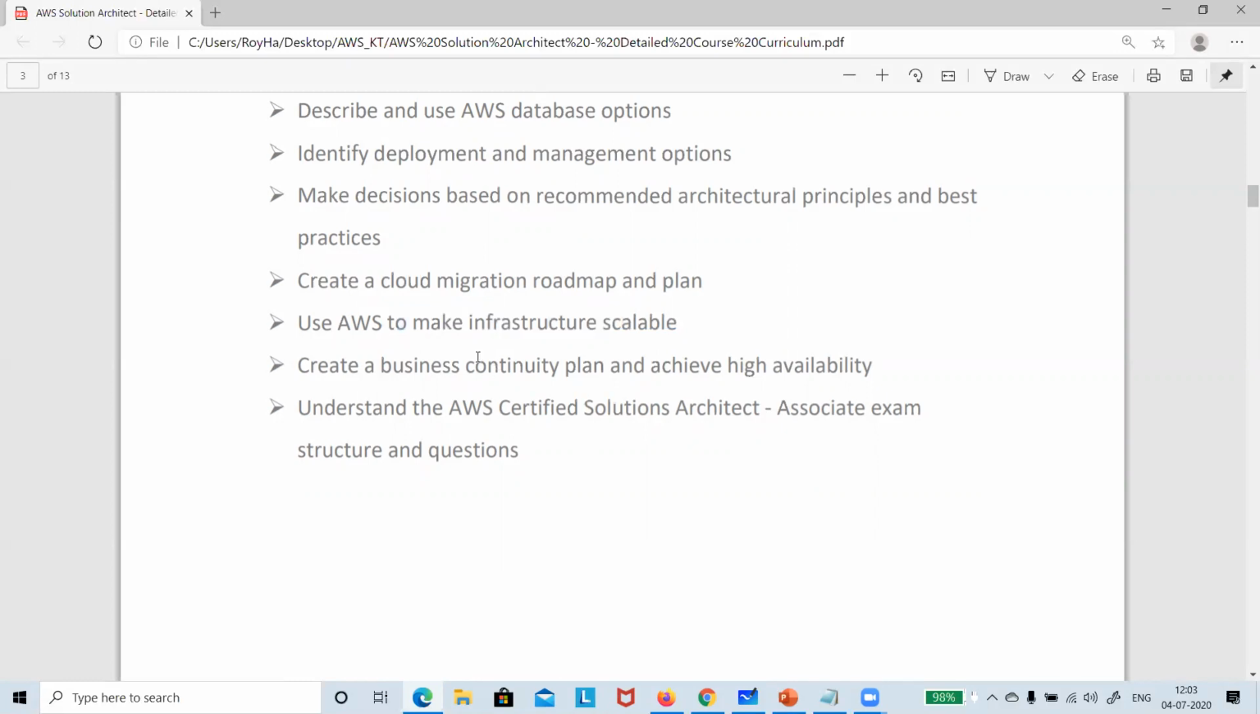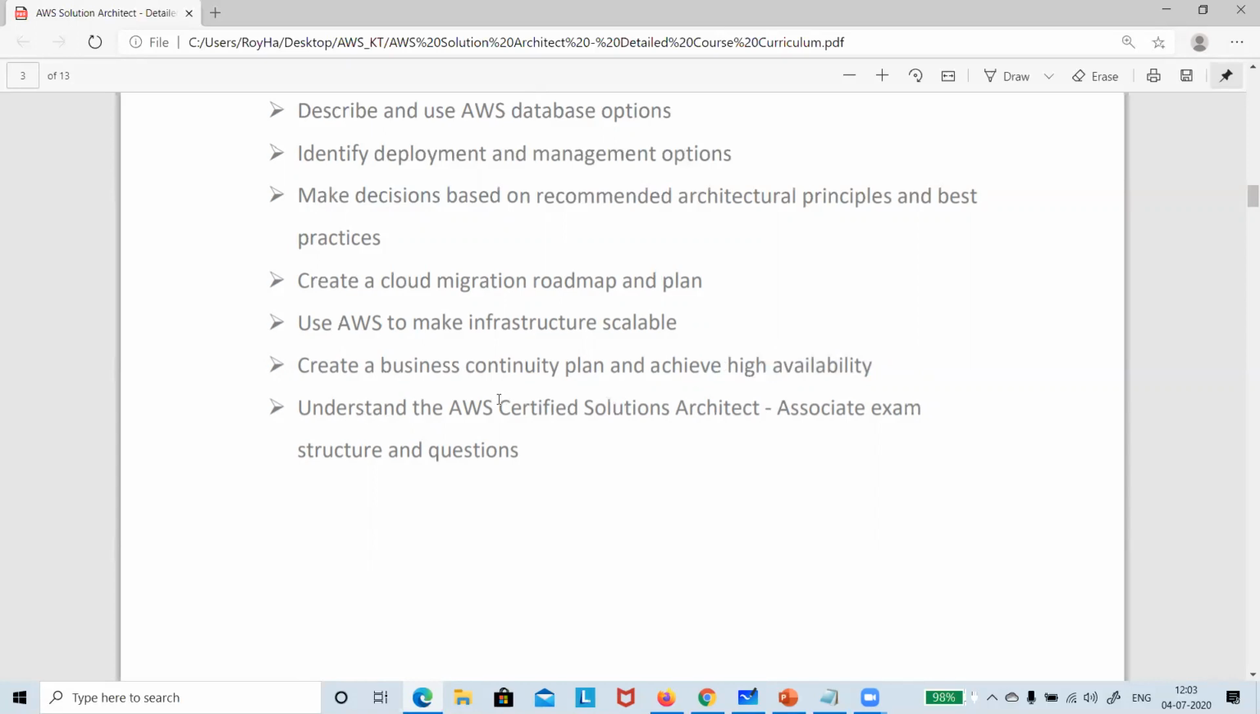technical jargons, right? So create a business continuity plan. So what is this business continuity plan? Already Vikas told, right? This is about BCP, while we were discussing disaster recovery. So that we will create a BCP and achieve high availability. Availability means something which is available at a higher rate. So high availability, always available, highly available.